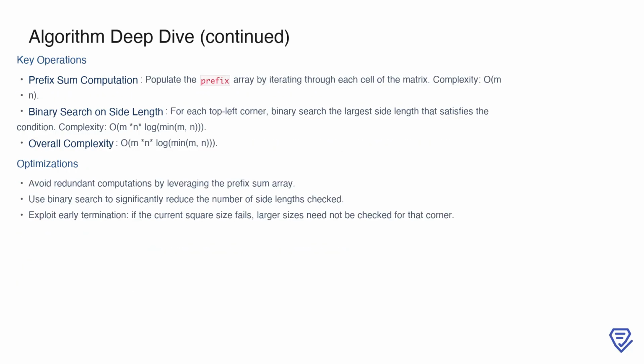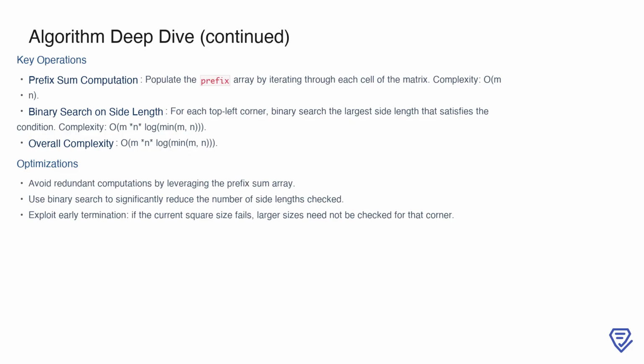First, we compute the prefix sum array by iterating through each cell of the matrix. This preprocessing step has a time complexity of O(m*n), where m and n are the dimensions of the matrix. Second, for each top left corner of a potential square, we use binary search to determine the largest side length that satisfies the condition.